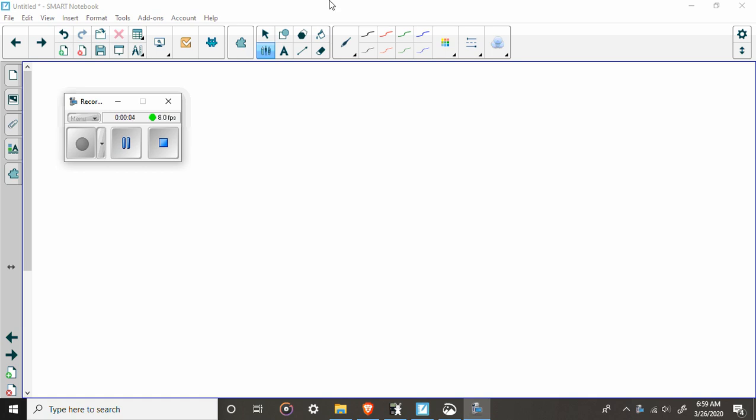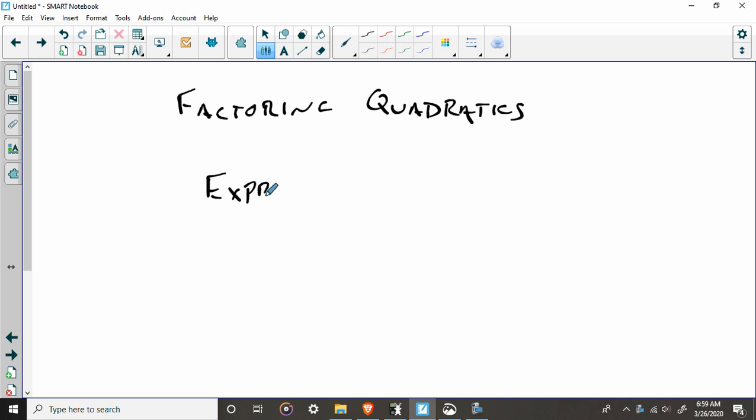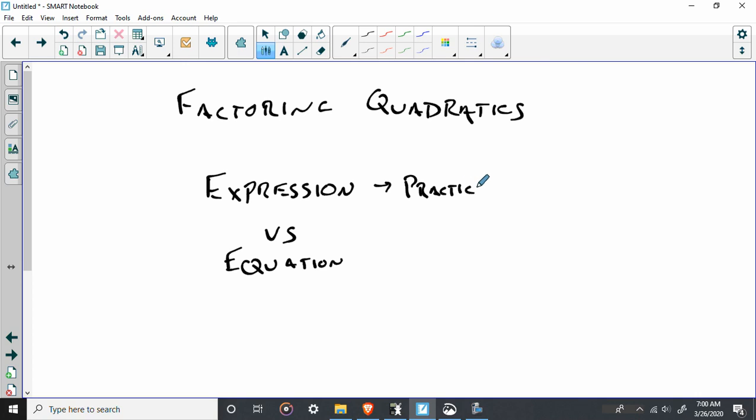Today I want to talk about why we've been factoring. So we've been talking a whole lot about factoring quadratics, also called trinomials, and we've just been working with expressions. It's important that we talk right now about what an expression is versus an equation, and then eventually we'll talk about how we're going to apply this stuff to functions. Expressions, I always tell people, are like practice, and equations are more like applications.